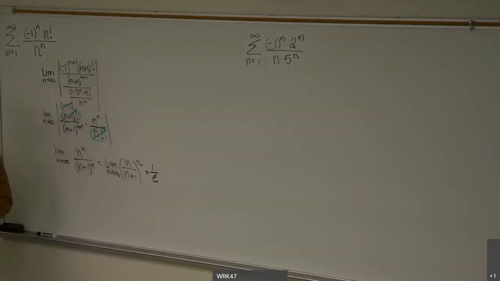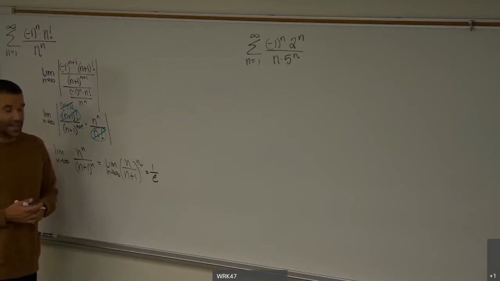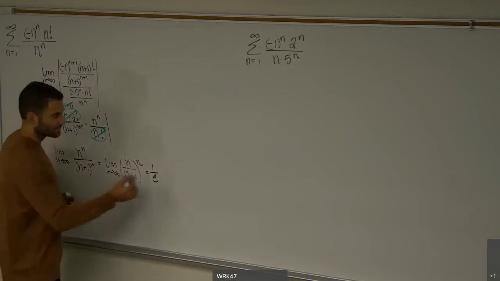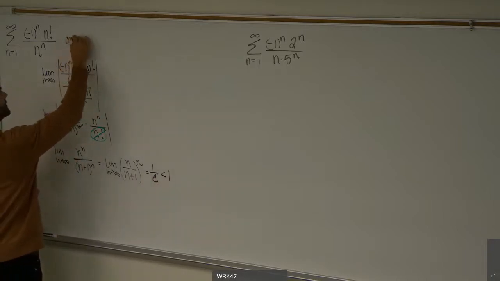Now remember, 1 over e is not your answer. 1 over e tells you your answer. 1 over e is 2.7... 1 over e is less than 1. So what that tells me by the ratio test is that this series converges. Absolutely.